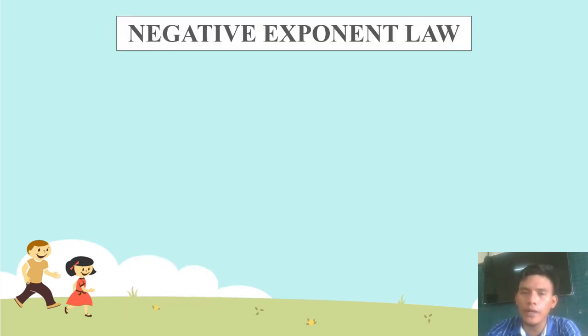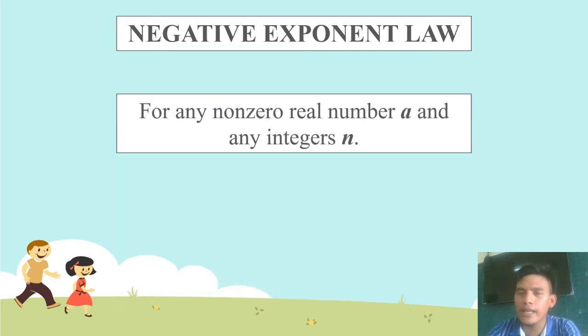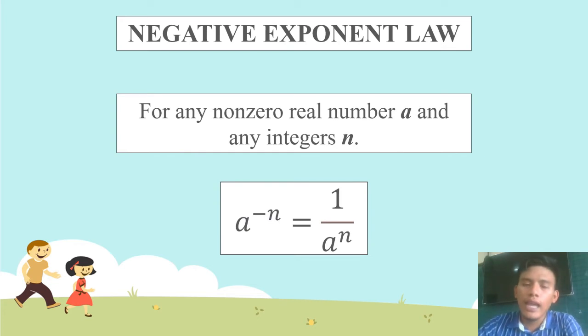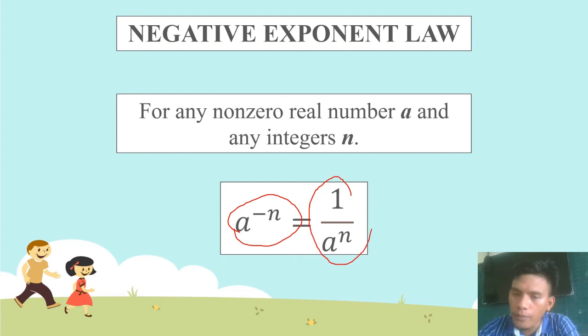Another law of exponent for division, and that is the negative exponent law. Okay, what is the negative exponent law? For any non-zero real number a and any integer n, a raised to the exponent of negative n. Our exponent here is negative. That's why it is the negative exponent. If our exponent is negative, this will be the formula or the form.